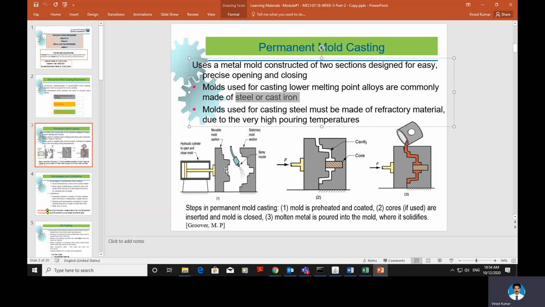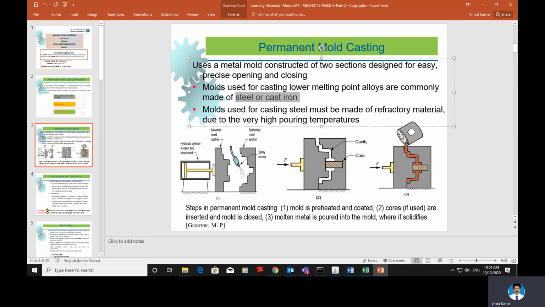Now, the first step: the mold has two halves, stationary and movable. They are preheated and coated with refractory material. Then the core is attached. You can see here the stationary and movable mold halves are joined together with the help of the hydraulic attachment, and then the core is attached to the mold. The core is used for producing holes or hollow sections.